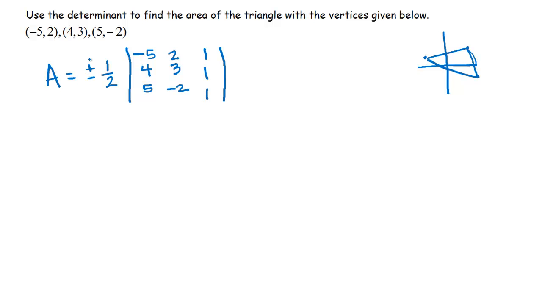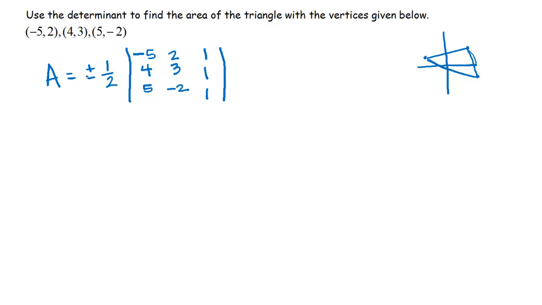The reason why we have plus or minus right here is because area, the way we measure it, is always going to be positive. And that makes sense because we're looking at square units. Think about the tiles on the floor. How many tiles is it going to take to cover the floor? You're not going to say negative 10. You're going to say positive 10. And in fact, we don't even say positive.